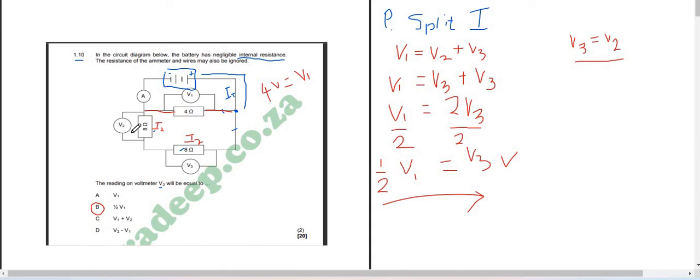It means that V2 and V3 are the same. So they have to share 4V equally. This means that this resistor will have a voltage of 2V, and this one will also have a voltage of 2V. If this has a voltage of 2V, 2V is just half of that 4V, right? So meaning the voltage on V3 will always be a half of the voltage that we found here on V1.